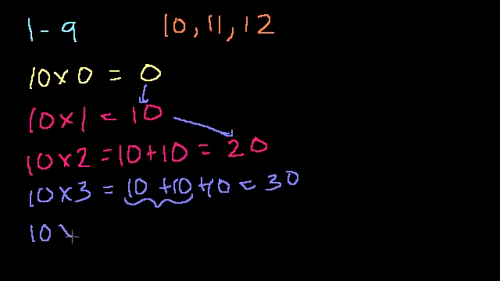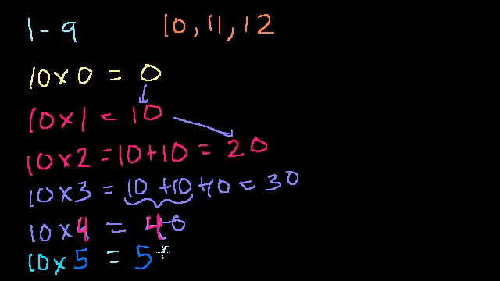What's 10 times 4? I think you start to see a pattern now. 10 times 4 is equal to 40. If I were to tell you what is 10 times 5, well, that's equal to 50. 10 times anything is that anything with a 0 behind it. So the 10 times tables, you almost don't have to remember it.